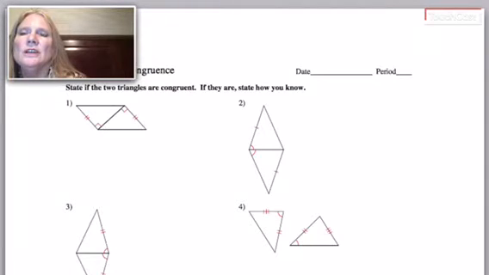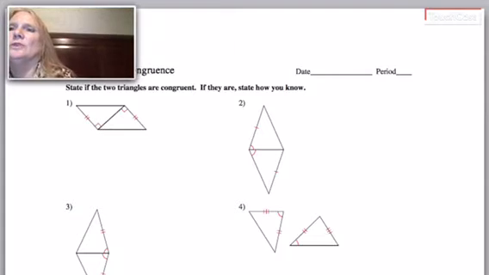Okay, I'm going to use this video to go over one of the assignments here because I think this is really important. In this assignment we have two triangles and there's some congruencies marked on it, and we want to know if we have enough information to say the two triangles are congruent, and if so, how.